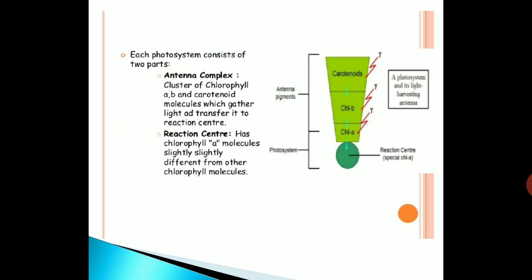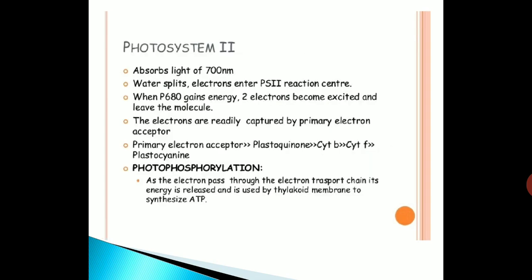Each photosystem consists of two parts: antenna complex, a cluster of chlorophyll A, B and carotenoid molecules which gather light and transfer it to the reaction center, and the reaction center, which has a chlorophyll A molecule slightly different from other chlorophyll molecules. Here this is depicted in the form of the diagram on the left hand side.